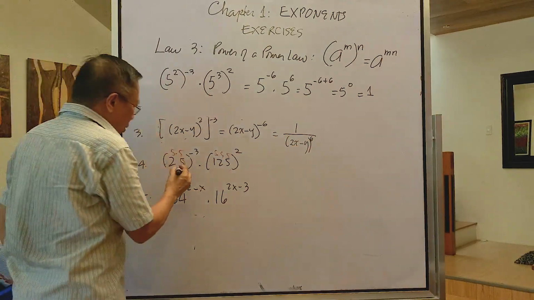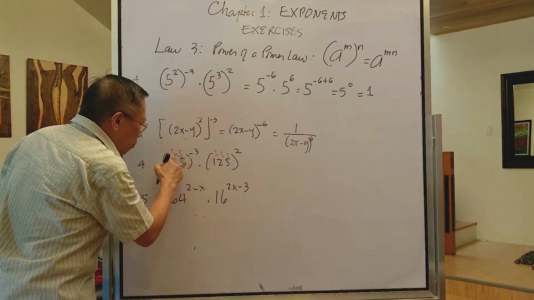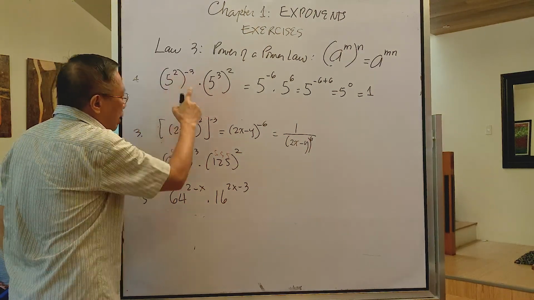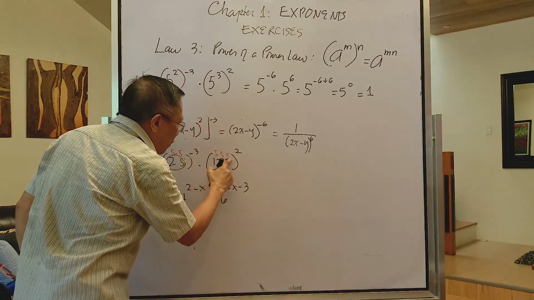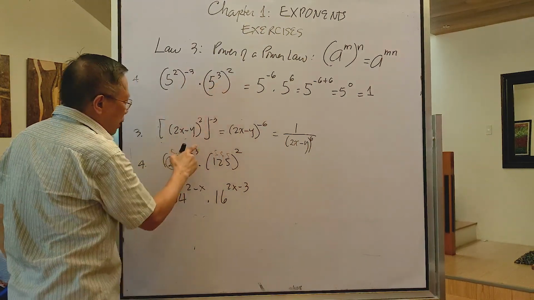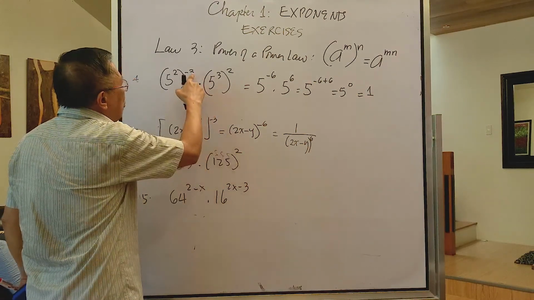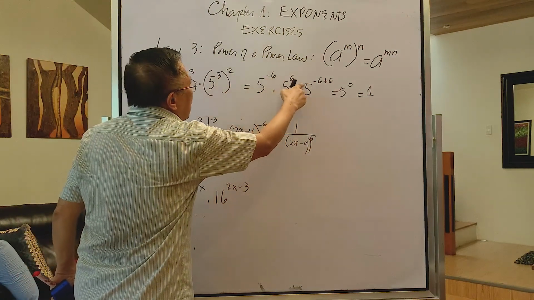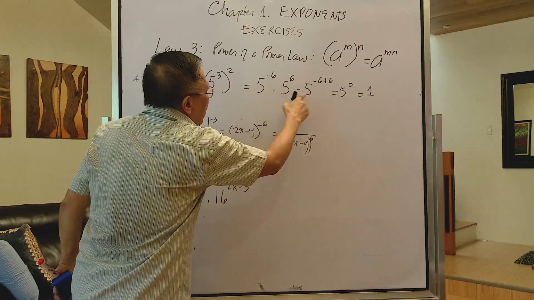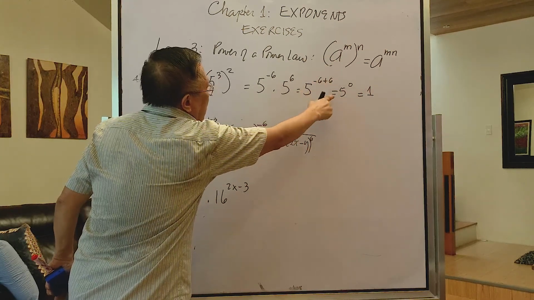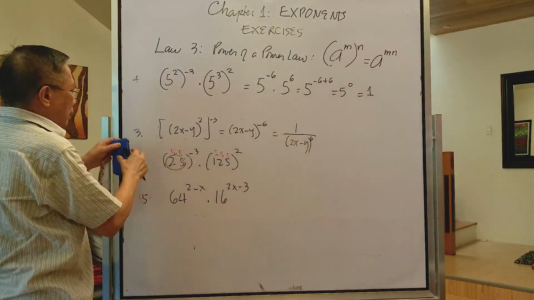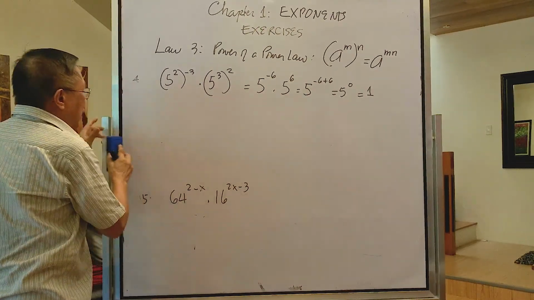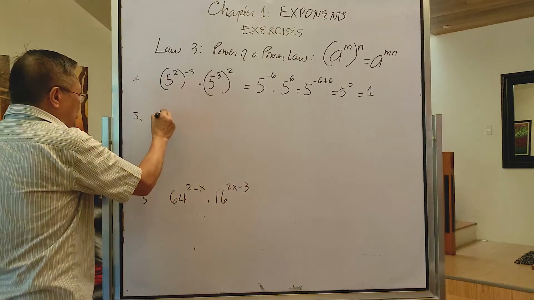Okay, what did we do? We expressed this in prime form, and we were able to see that 25 can be written as 5 times 5, or that's 5 squared. What about 125? It's 5 times 5 times 5, or that's 5 cubed. And there's an exponent outside, and we applied the power of a power law here. We have here, then, the product law here. We got negative 6 plus 6, or 5 to the 0. And by definition, that's equal to 1.